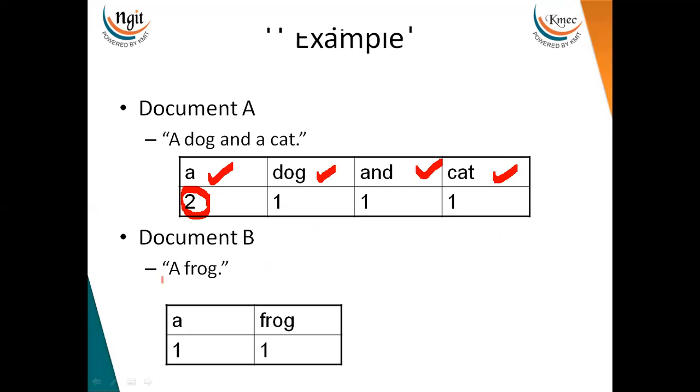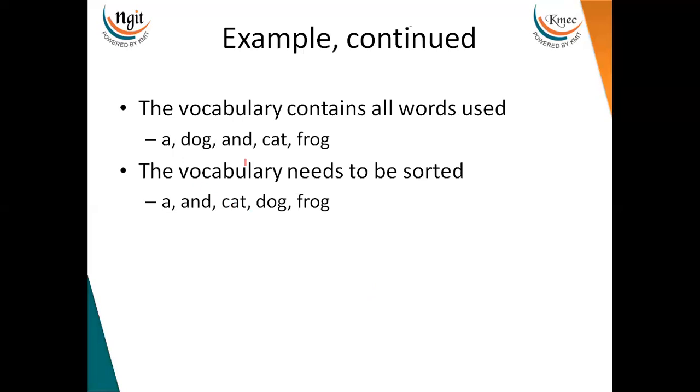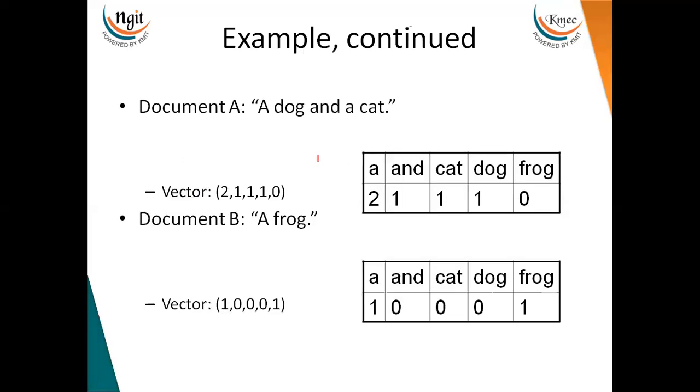In document B, I have only two words, both different. That's why each will get a frequency of 1, 1. So this is your frequency table. But this is not a vector. For a vector, you have to arrange these words in alphabetical order. So how do you do it? I am arranging these words in alphabetical order.